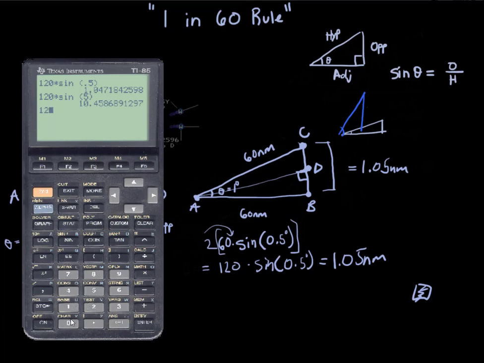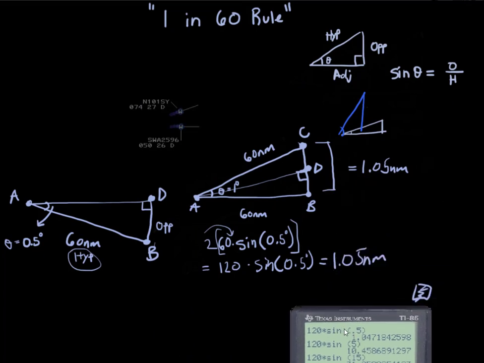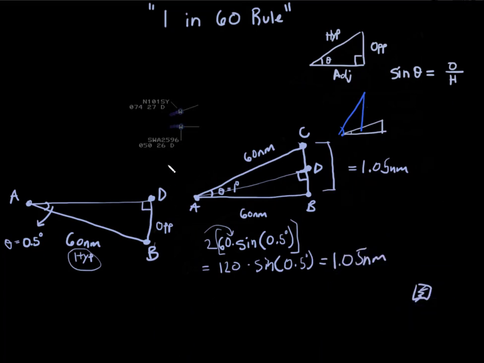We'll do one more just to get a feel for it. 120 times sine of, let's say, 30 degrees, so half of 30 is 15. It should give us a little over 30, which is 31. So it's pretty close. It's a very useful tool in air traffic control. In the next video, I'm going to show some further applications of how to use the 1 in 60 rule.